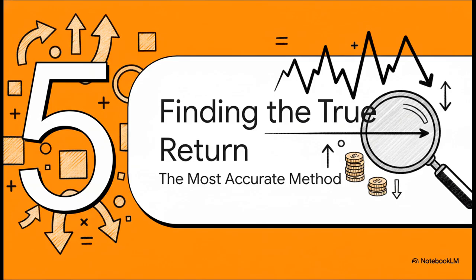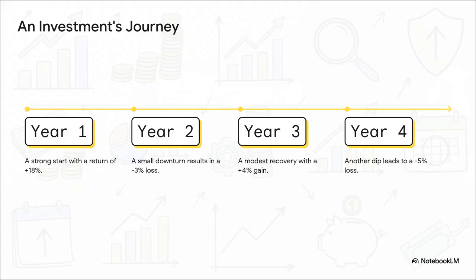And that brings us to the final, and I think the most important part of all this. When an investment has its ups and downs over a few years, how do you find that one single number that tells you its true performance? Just look at this investment's journey. It's a total roller coaster, right? A great first year, then a little loss, a small recovery, then another dip. Now, if you just take the average of these numbers, you're going to get a misleading answer.